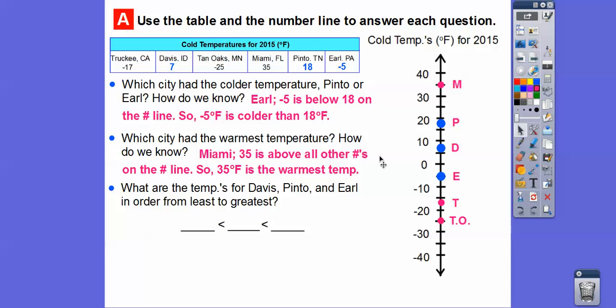And then it says order them from least to greatest. So from least to greatest, we start at the bottom number and then work up. So Earle is going to be the negative 5, so that's what's going to go here. Okay, and then Davis right here, Davis is going to be the 7, and finally Pinto is going to be that 18 right there, okay? So there we go right there, okay? Let's do one more of these.